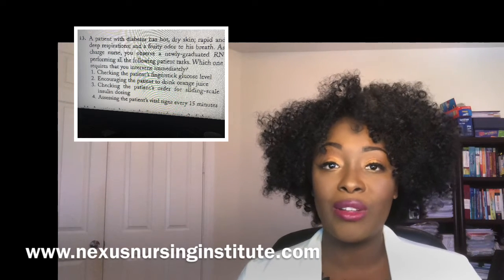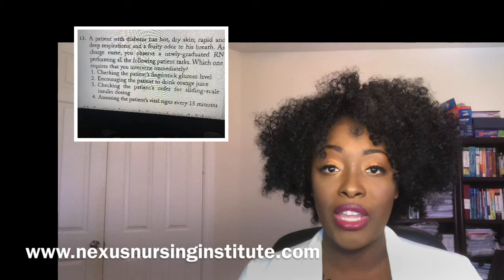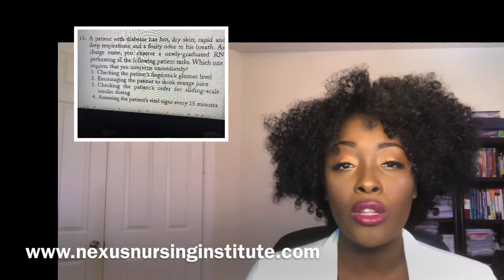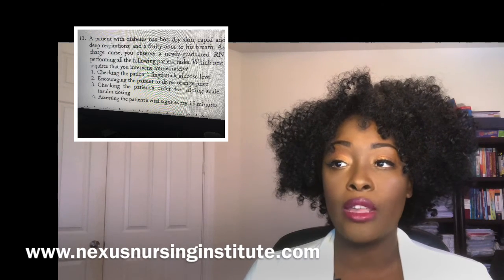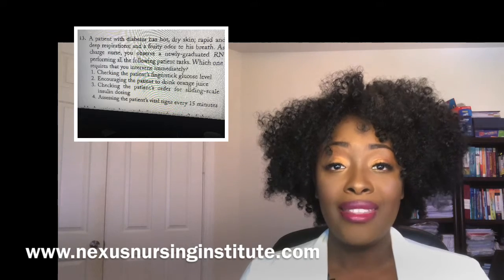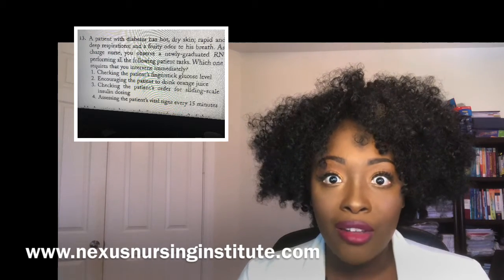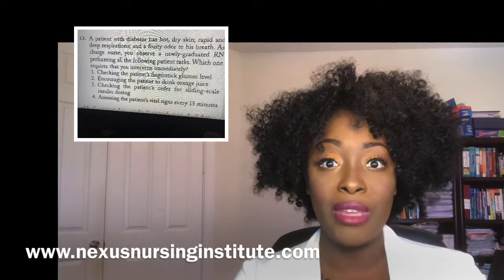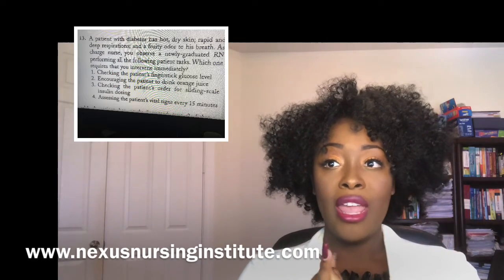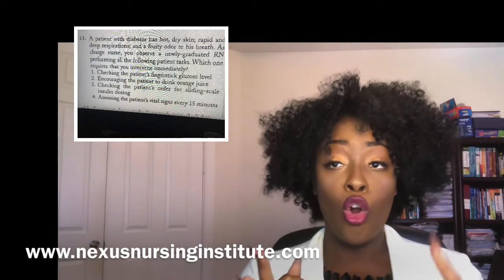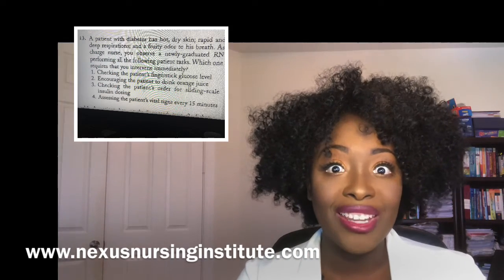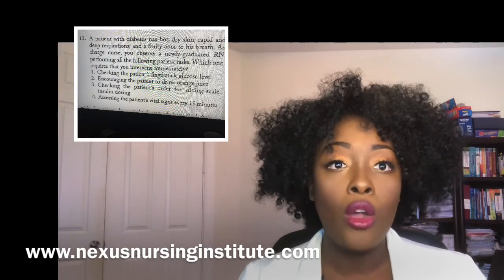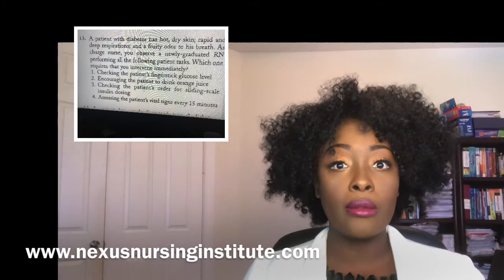And the correct answer, guys, is number 2, encouraging the patient to drink orange juice. I want you to notice this question's asking which one do you intervene immediately. That's another way of saying which one's wrong. Whenever you get a test question and it says, which one do you intervene immediately, or which one needs clarification, or which needs further teaching, all of that means which one's the wrong answer. So let's look at the situation.